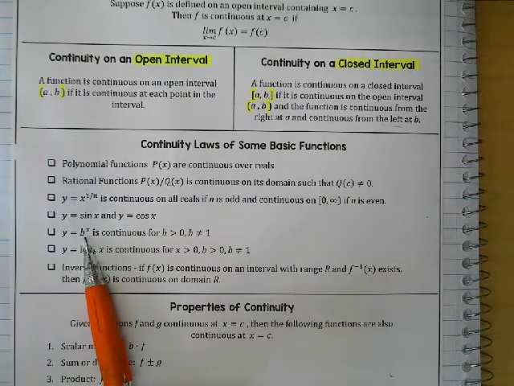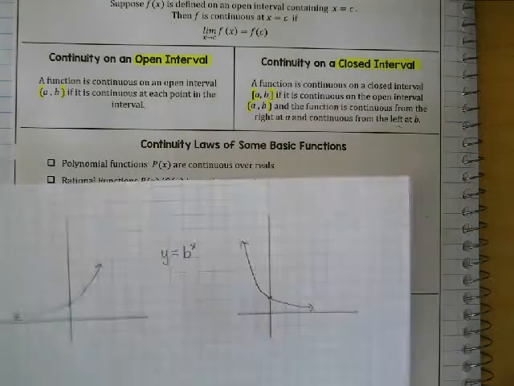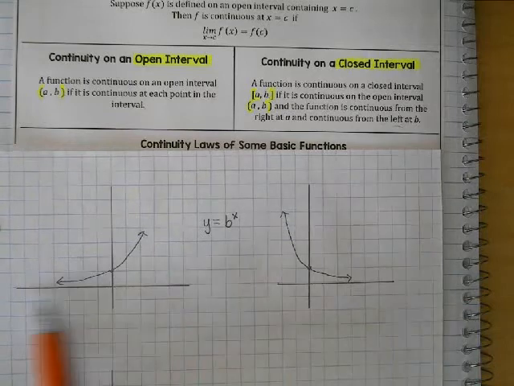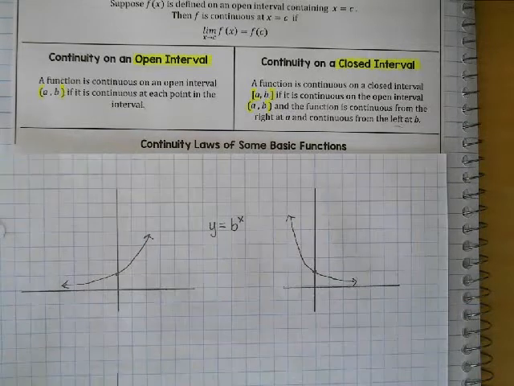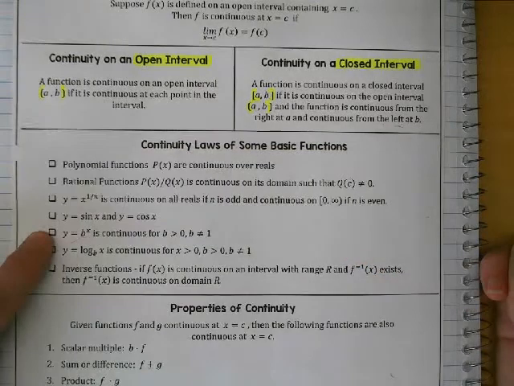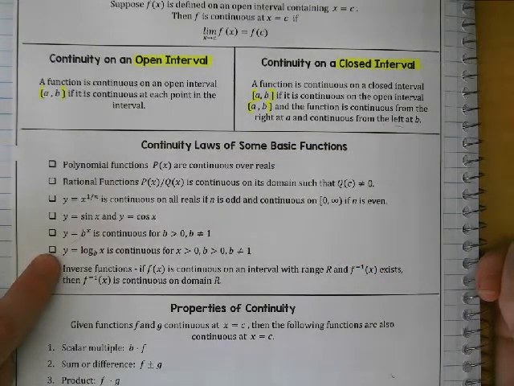Here's what we talked about yesterday, day before, that this is our exponential growth and decay functions. Well, they're continuous everywhere. There's no holes. There's a horizontal asymptote. That's not a problem. It's vertical asymptotes that are a problem. So you're guaranteed that. Okay, a log function.